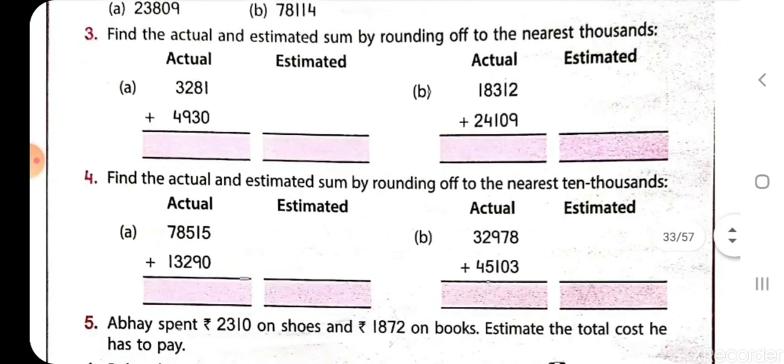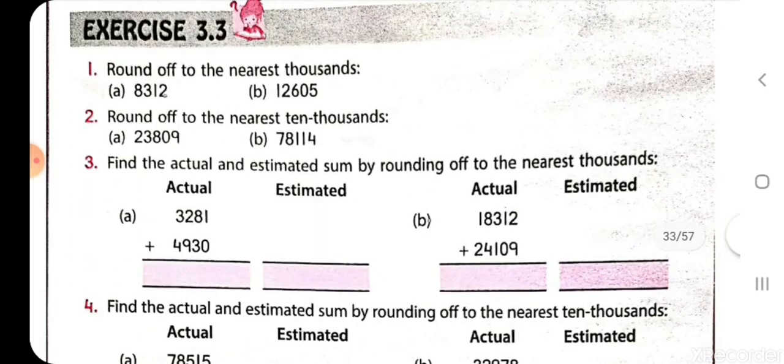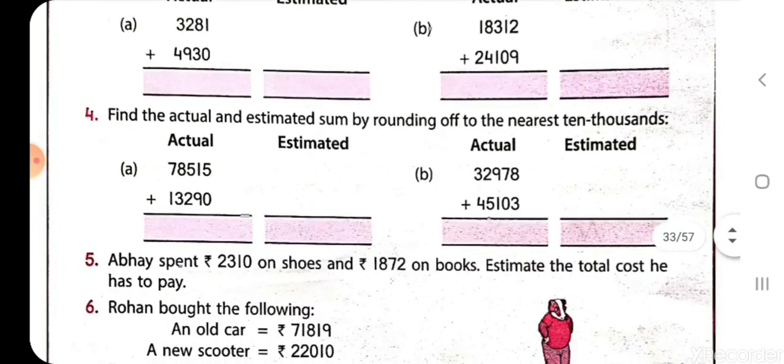We have done up to question number 4 of exercise 3.3, and let's start with the next sum, that is question number 5. Let's read it out. Abhay spent rupees 2310 on shoes and rupees 1872 on books. So Abhay has spent how many rupees?